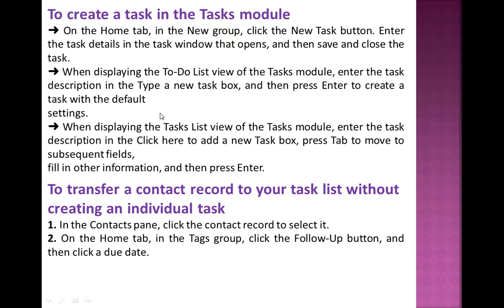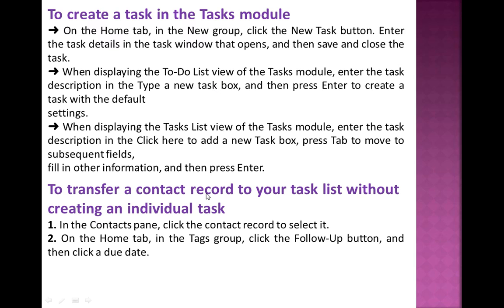Next, when displaying the task list view of the task module, enter the task description in the click here to add a new task box. Press the tab key to move to the subsequent fields, fill in the other information, and then press the enter key. It means if you want to create one, simply go to the home tab, click on new and then task, and the new window will pop up. Fill in the entries, and then press the OK button.